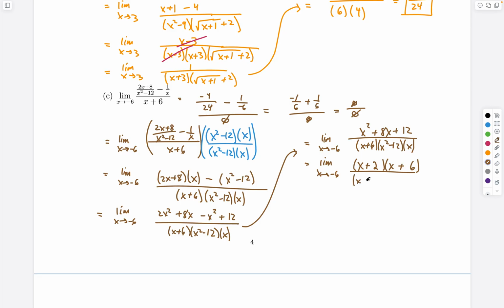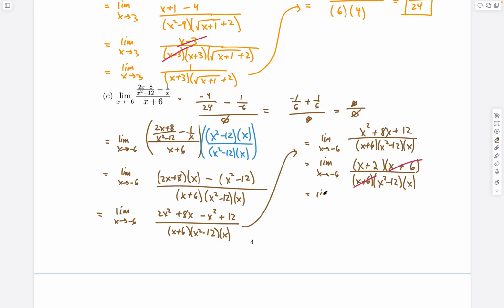In the denominator, we get an x plus 6. If you want to, you can go ahead and, well, actually, that won't factor, right? So we'll just leave that as is, x squared minus 12, and we'll get the x. Just as we had hoped, this x plus 6 term cancel, all good.